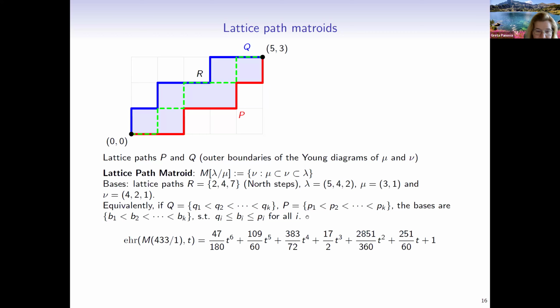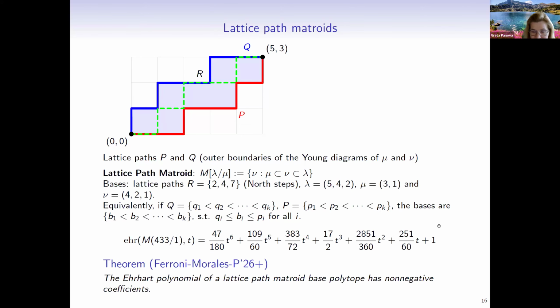Then we compute the Ehrhart polynomial. This is not this example, but you can compute the Ehrhart polynomial, and it has non-negative coefficients. This is something we can actually prove using what we proved earlier: the Ehrhart polynomial of a lattice path matroid base polytope has non-negative coefficients. And I guess I'm out of time, so I will stop here.